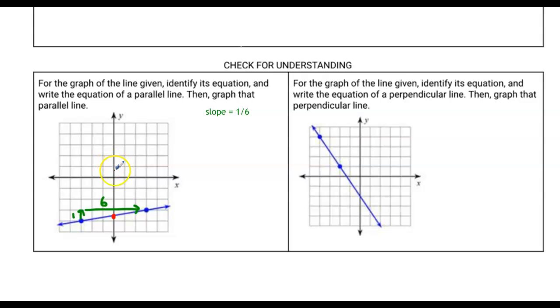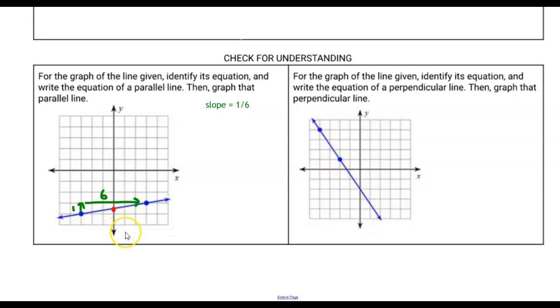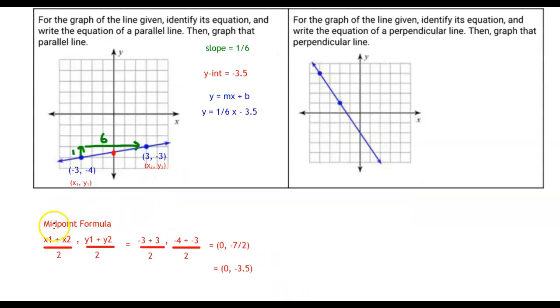Unfortunately, it doesn't land on any of the exact boxes, but we could figure out this exact point using a method that you learned about a little while ago. And that method is the midpoint formula. I know that this point and this point have a midpoint, and that midpoint is where this line crosses the y-axis. So in order to find out that exact value, I'll use the formula.